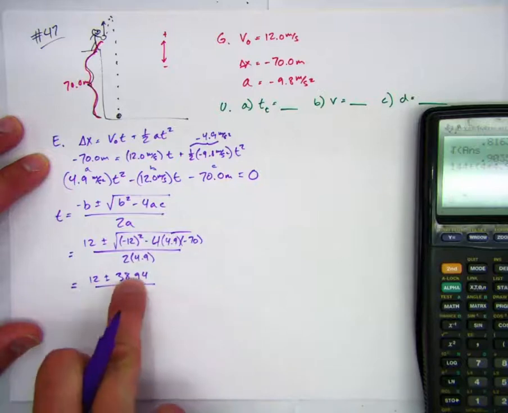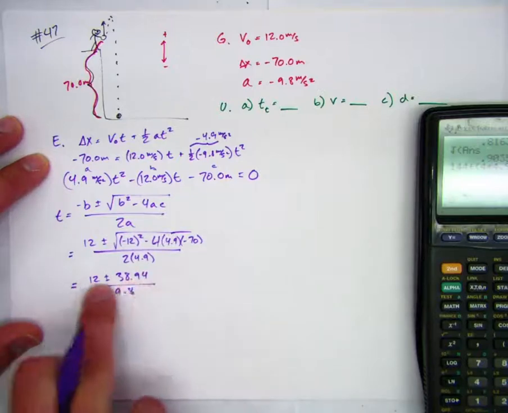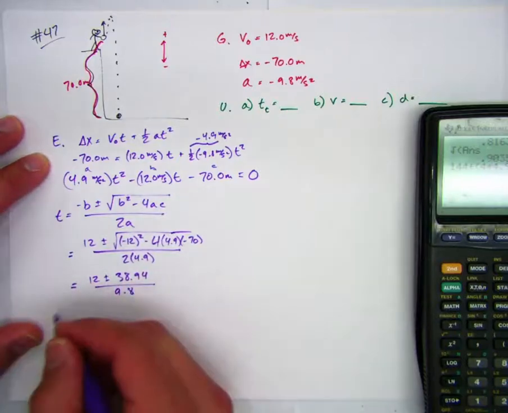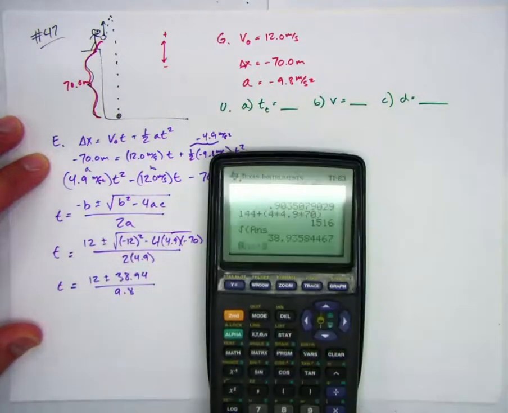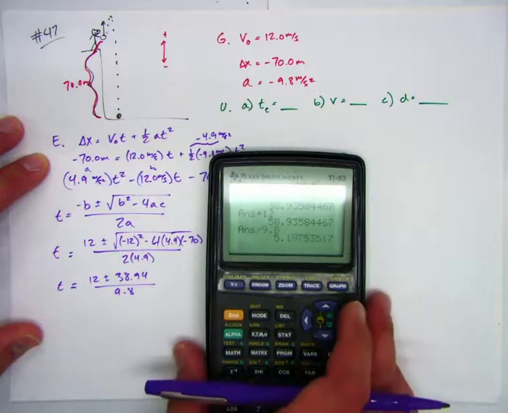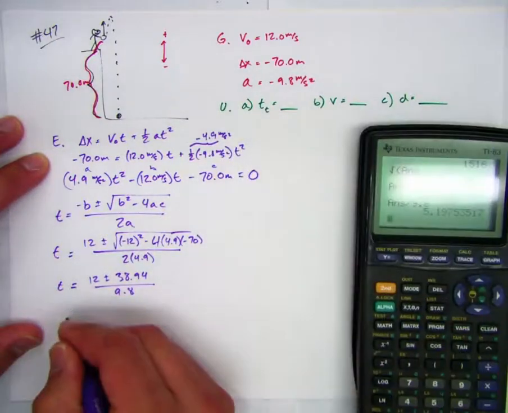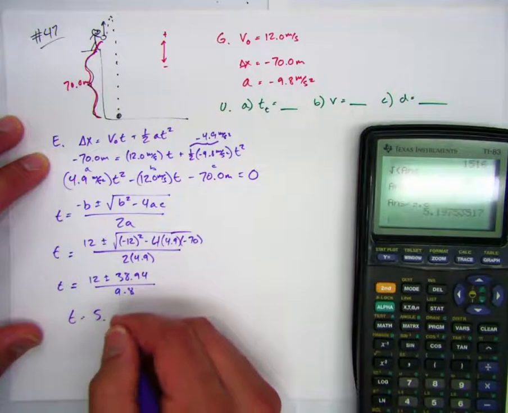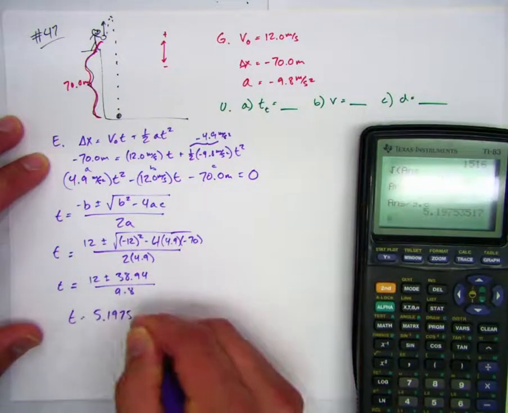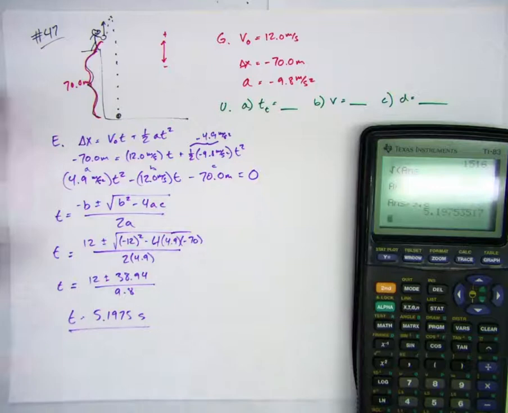Okay, so 12 plus 38.94 gives me a positive. 12 minus will give me a negative. I can't have a negative time. So it's going to be the 38.94 plus 12 divided by 9.8. 5.1975. I won't round it off yet because I'm going to use that to find other pieces of information. So that's the long way you can do it.